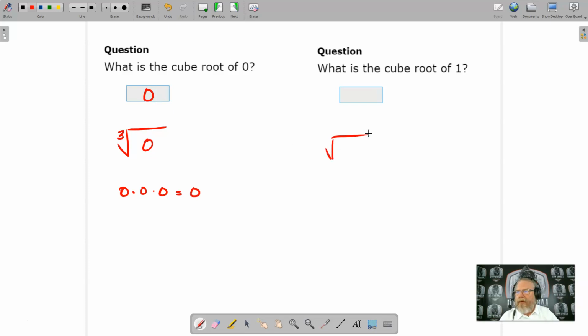How about the cube root of 1? What number times itself 3 times gives us 1? Well, that's 1 times 1 times 1, which is still going to equal 1. So 1 times itself 3 times gives us 1, and the cube root of 1 is indeed 1 itself.